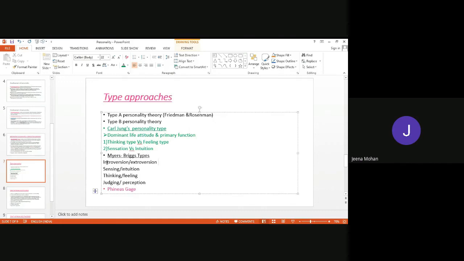You know what introversion is. Whether the person is interested in looking at the outer world, outer world means that is extroversion. Some people will be interested in looking into their inner world. That means they like to be with themselves only. They don't like to mingle with others. So that category is called introversion.